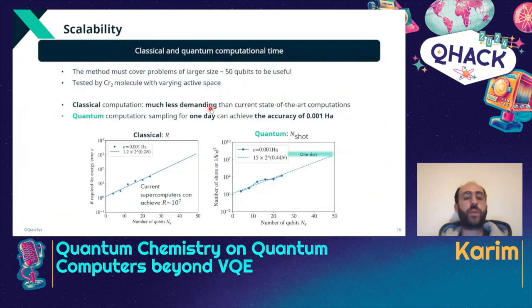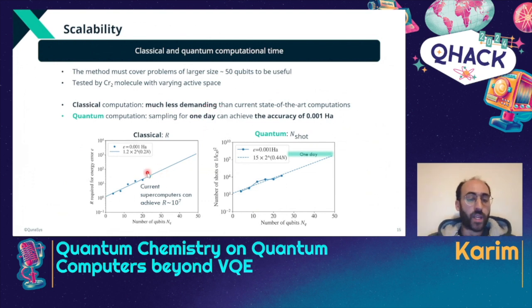And to see if this method is scalable, because we're interested in larger molecules, we did simulations to extrapolate what this would look like if we had access to 50 qubits. And we tested this on the Cr2 molecule with varying sizes of active space. So here we look at the resources both on the classical and the quantum side. On the classical side, this is not very demanding, so the scalability will be just fine.